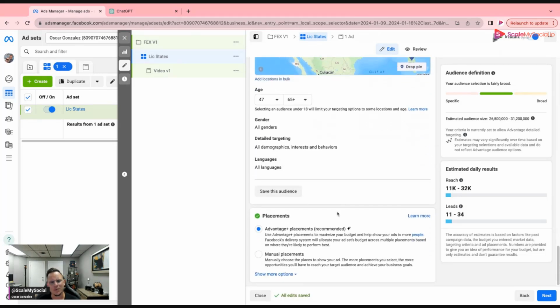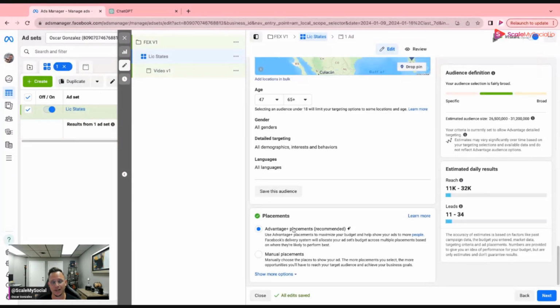We continue. You can save this audience if you want. It doesn't really matter. It's going to be saved in this campaign, okay? You don't touch anything here. Some people will say that you should run manual placements specifically. I don't believe in that unless you're doing specific types of ads and different types of campaigns. Placements should be left to the discretion of Facebook itself. That's why this is called Advantage Plus placements. Do not use manual placements unless you are doing specific types of campaigns, okay? For lead forms, I do not recommend it.